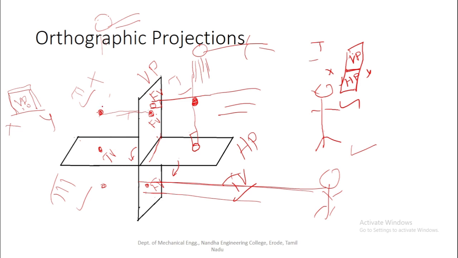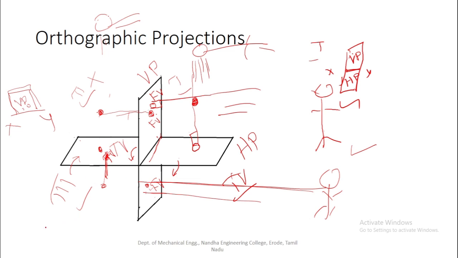Similarly, to draw the top view, the observer is always here. Now we assume that the horizontal plane is also transparent, so that the top view of the object is projected on the horizontal plane. So this is the top view of the component placed in the third quadrant. Now after we projected the front view on the vertical plane and the top view on the horizontal plane, we have to rotate the horizontal plane 90 degrees in the clockwise direction.